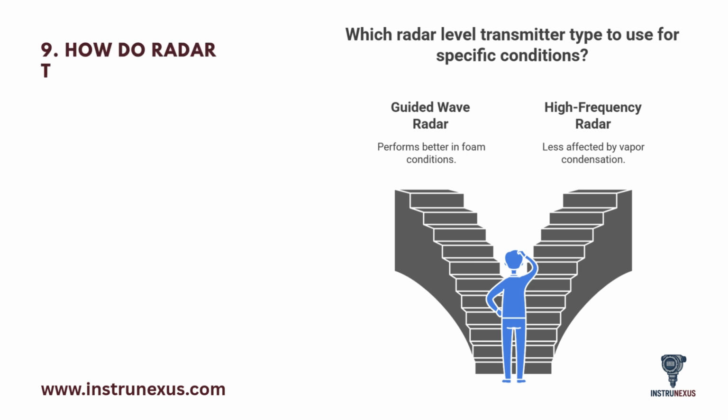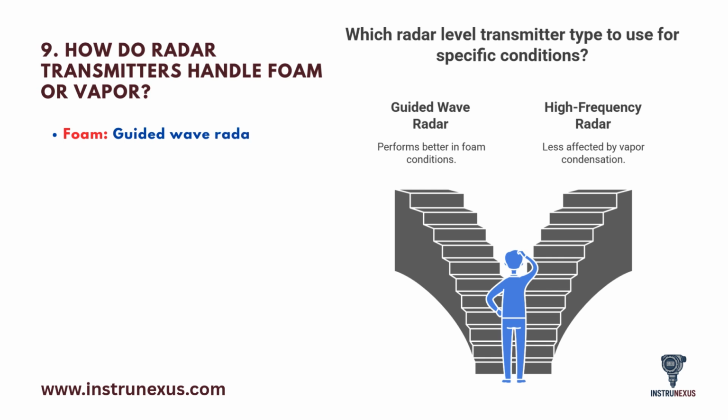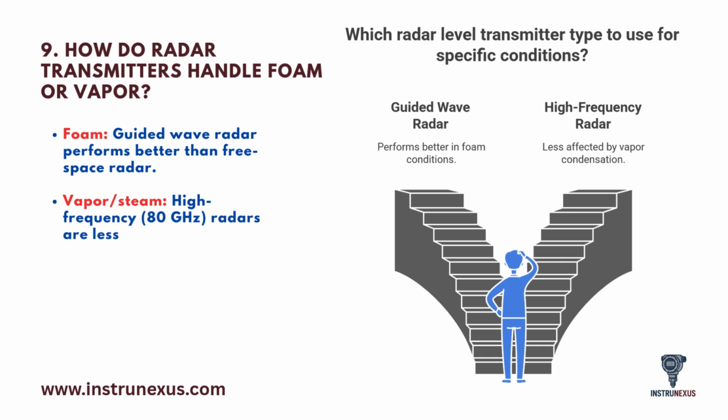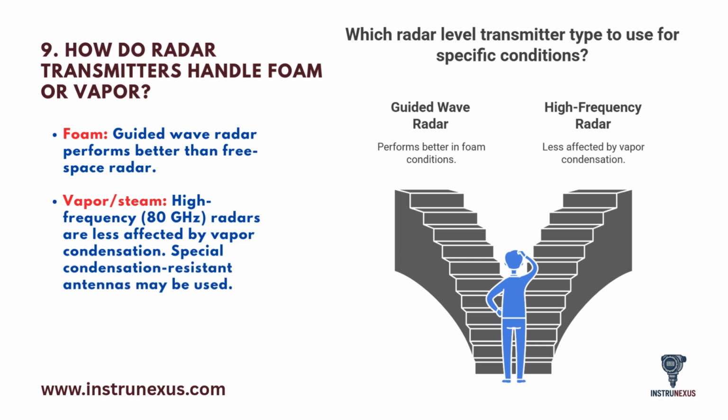How do radar transmitters handle foam or vapor? Foam: guided wave radar performs better than free space radar. Vapor/steam: high frequency, 80 GHz, radars are less affected by vapor condensation. Special condensation-resistant antennas may be used.